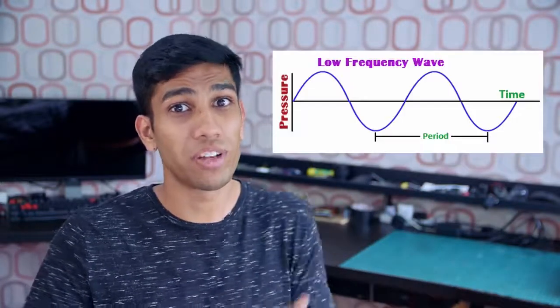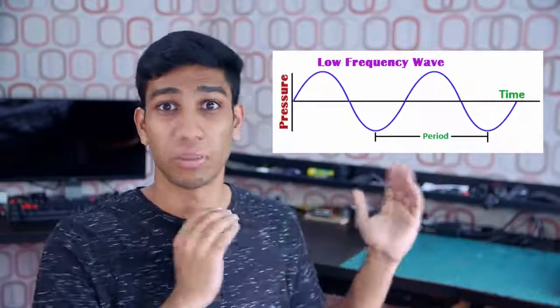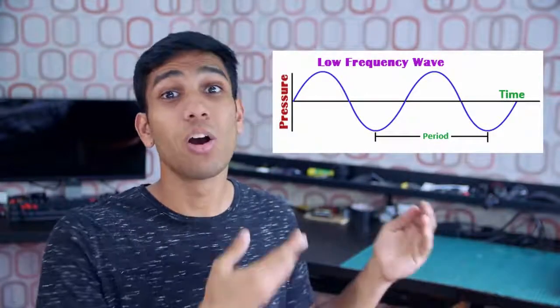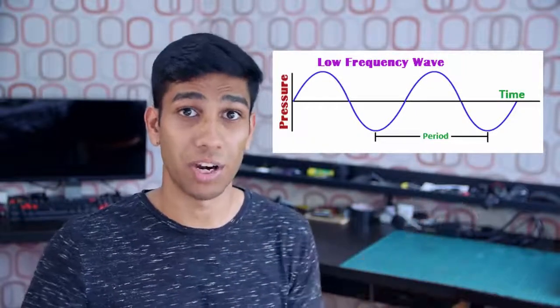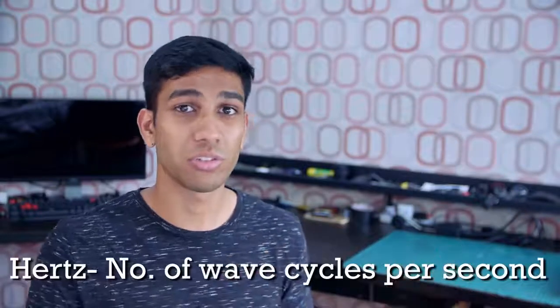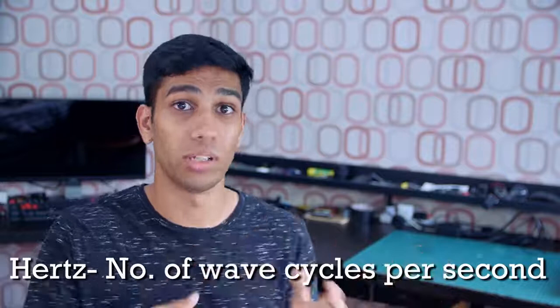Meanwhile, a lower wave frequency looks more stretched out, something like this, and can fit fewer wave cycles in the same duration of time in this voltage versus time graph. This frequency is often measured using something called hertz, which refers to the number of wave cycles within 1 second.